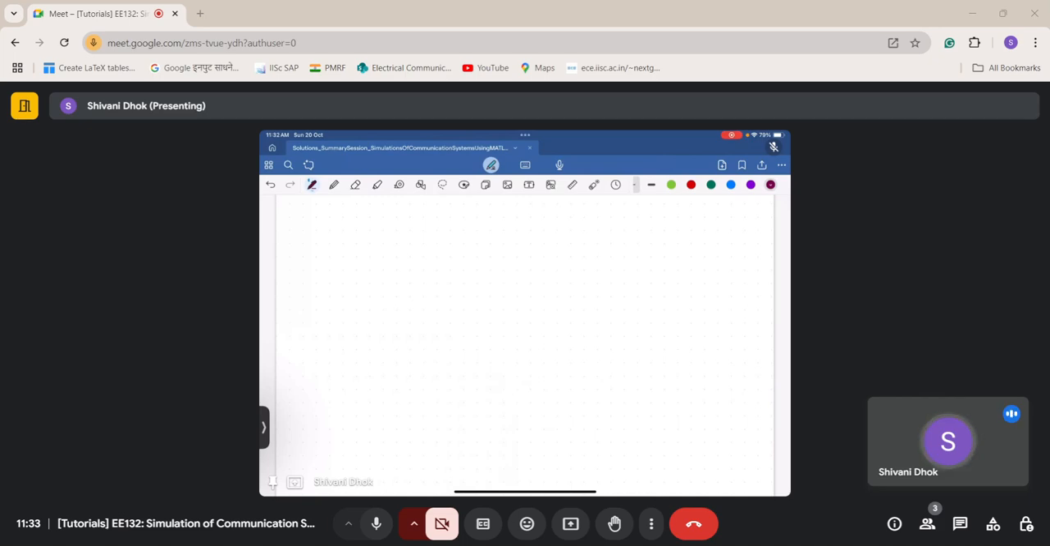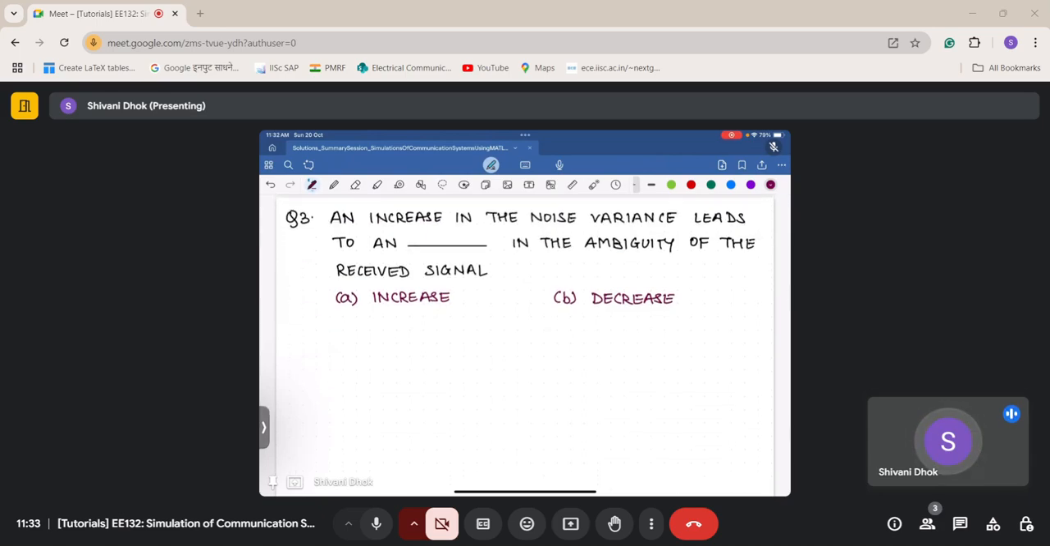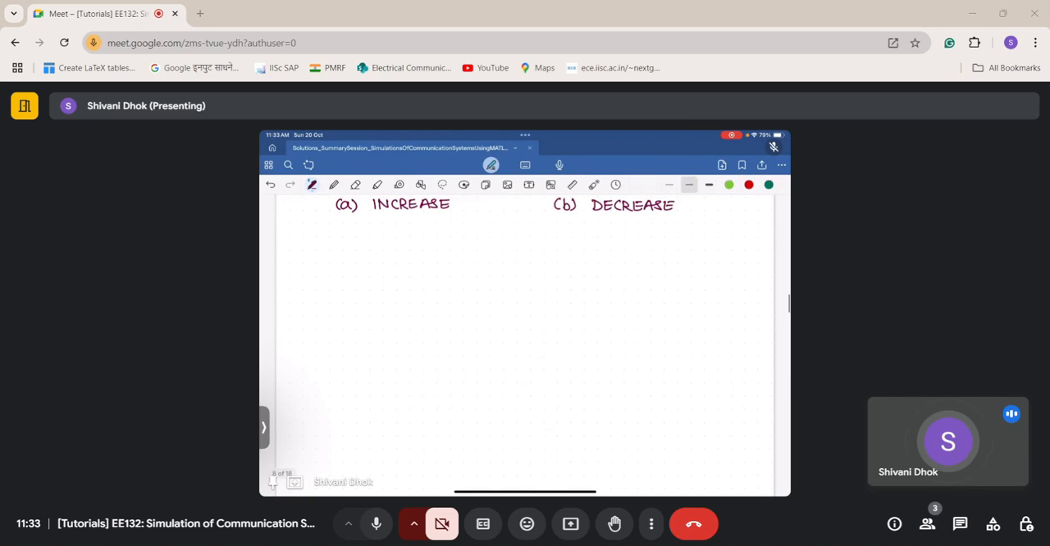Yeah, okay. Now it's visible. So an increase in the noise variance leads to an increase in the ambiguity of the received signal. So let us try to understand what happens with an increase in noise variance.